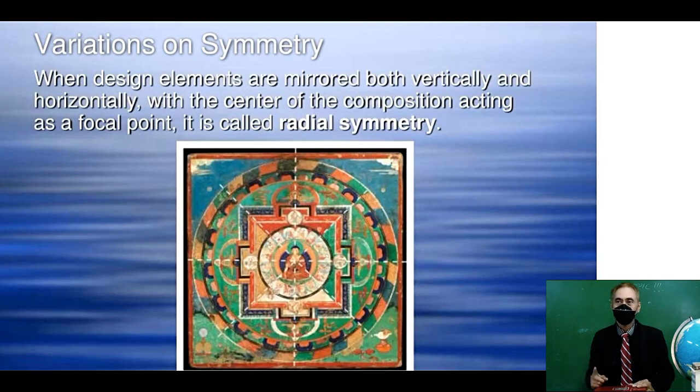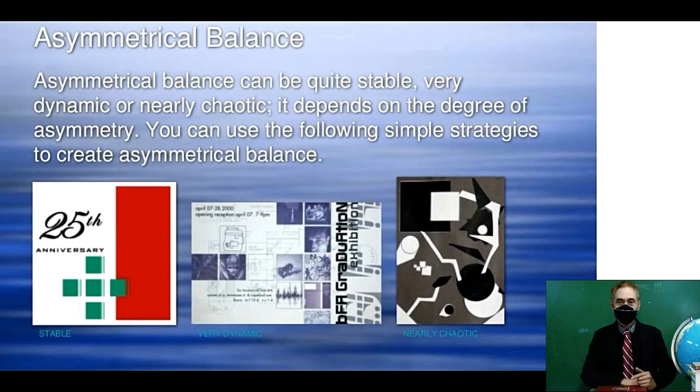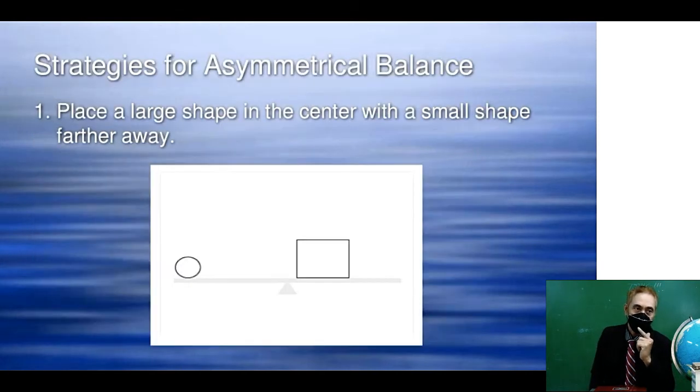When design elements are mirrored both vertically and horizontally with the center of the composition acting as a focal point, it is called radial symmetry. Asymmetrical balance, or informal balance, can be quite stable, very dynamic, or nearly chaotic. It depends on the degree of asymmetry. You can use the following simple strategies to create asymmetrical or informal balance.